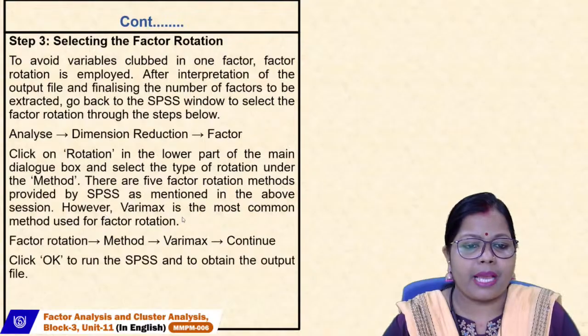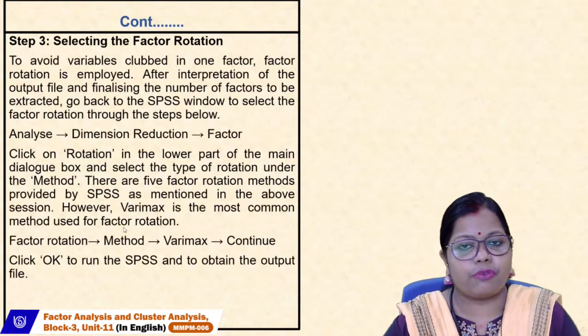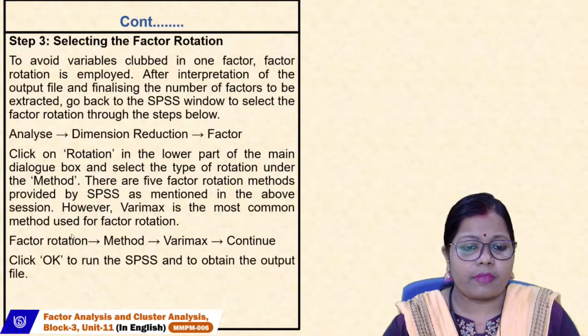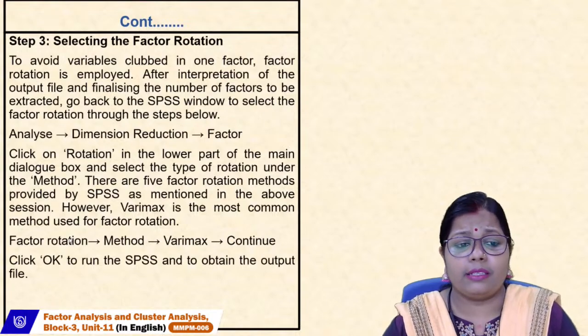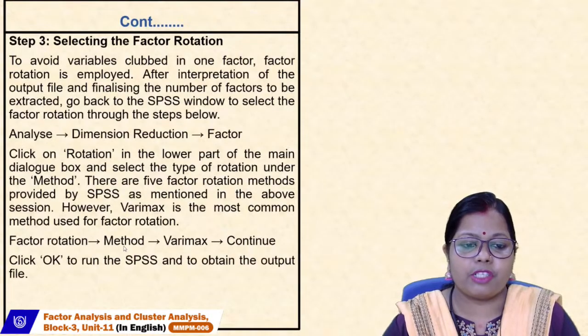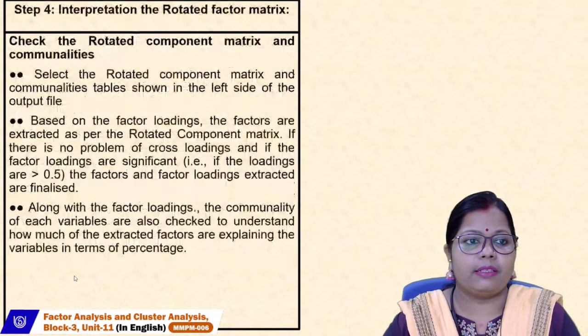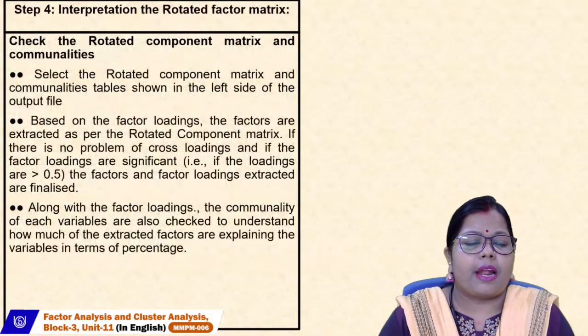However, Varimax is the most common method used for factor rotation. For Varimax, the steps are written here. In factor rotation, we will choose the method. From the method, we will go to Varimax. Then we will continue. After that, we will go for the OK button. Then we will find the table of the result.